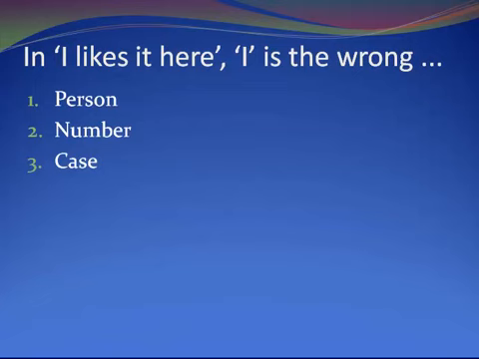Now, I is first person and it's singular. What about likes? Well, likes has that S, and the S indicates that it's singular, but it is third person. So what's wrong with this sentence is the person. I is first person, likes is third person.